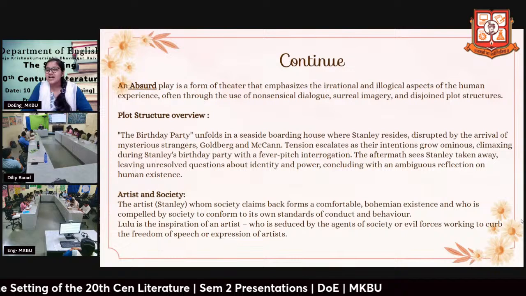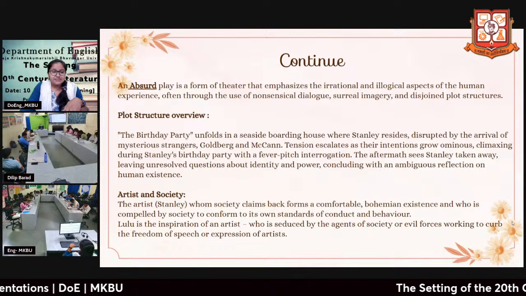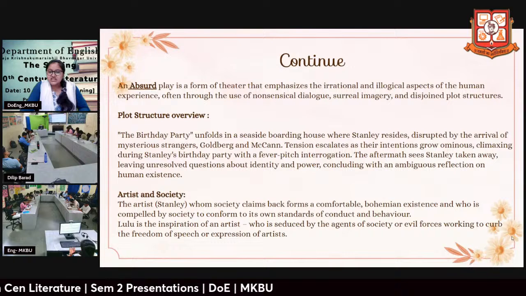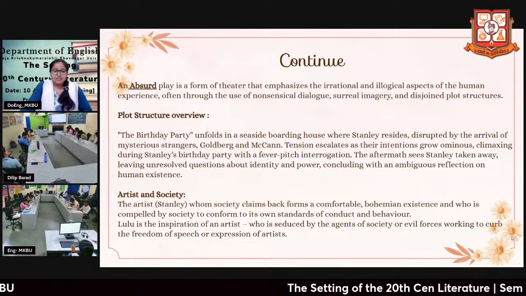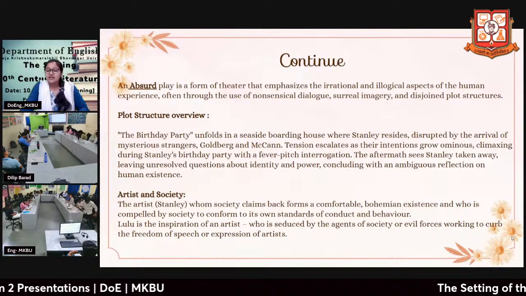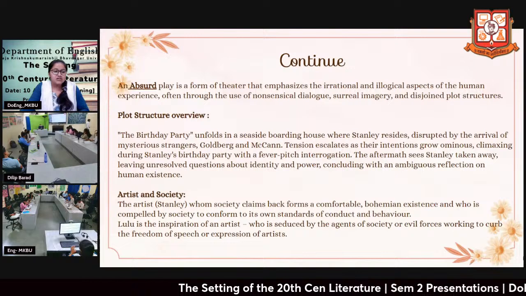So, plot structure overview. The play unfolds in a seaside boarding house where Stanley resides, disrupted by the arrival of mysterious strangers, Goldberg and McCann. Tension escalates as their intentions grow ominous, climaxing during Stanley's birthday party with a fever pitch interrogation. The aftermath sees Stanley taken away, leaving unresolved questions about identity and power, concluding with an ambiguous reflection on human existence. Now the interpretations. We will go with first, artist and society.